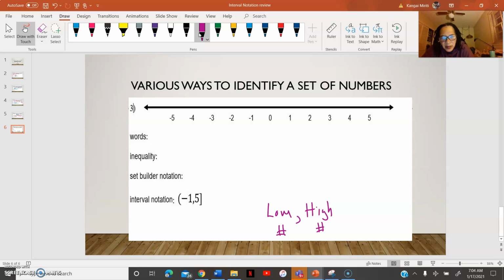And then next to the low number, you're either going to have a square bracket for included or curly bracket for not included. And I'll explain this more in a moment. And over on the high number side, you're going to have a curly bracket if it's not included, or a square bracket if it is. And let me diagram that a little bit more. This curly bracket means not included. That's what curly means. And square means included.